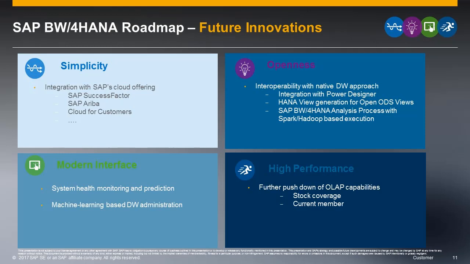And then the HAP, or the HANA analysis process, will be integrated with Spark or Hadoop. From the OLAP manager perspective, stock coverage and current member, again, this is way out there, and there's obviously more to providing further performance gains than just two, but these are the two that registered with development based on customer feedback.